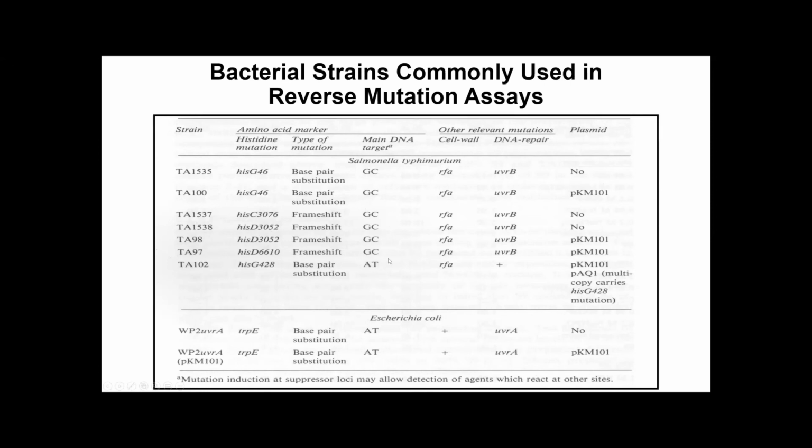And so what would happen is that when it became apparent that these are all GC base pairs, someone thought, gee, we need a mutation assay that detects AT base pair mutations. And so this happened with TA102. And then these E. coli strains here were developed as well that detect mutations at AT base pairs. So when you run an Ames test, you run strains that can detect mutations at GC base pairs, and one strain that can detect mutations at AT base pairs.